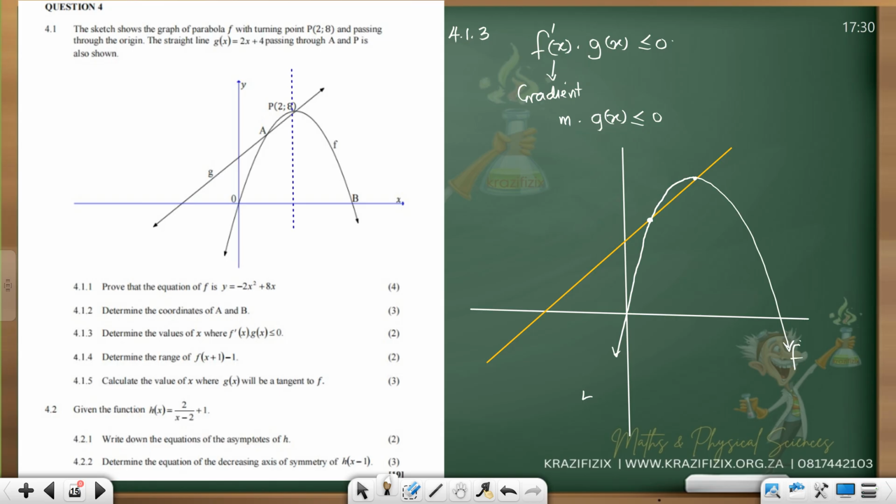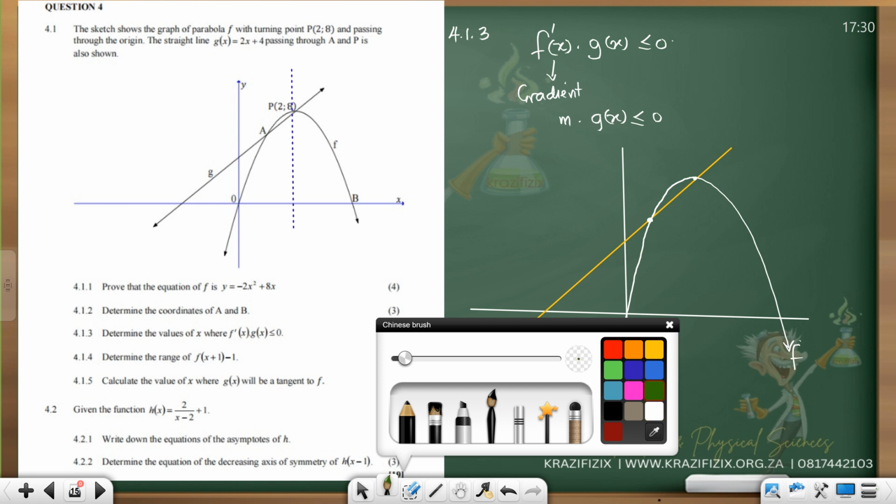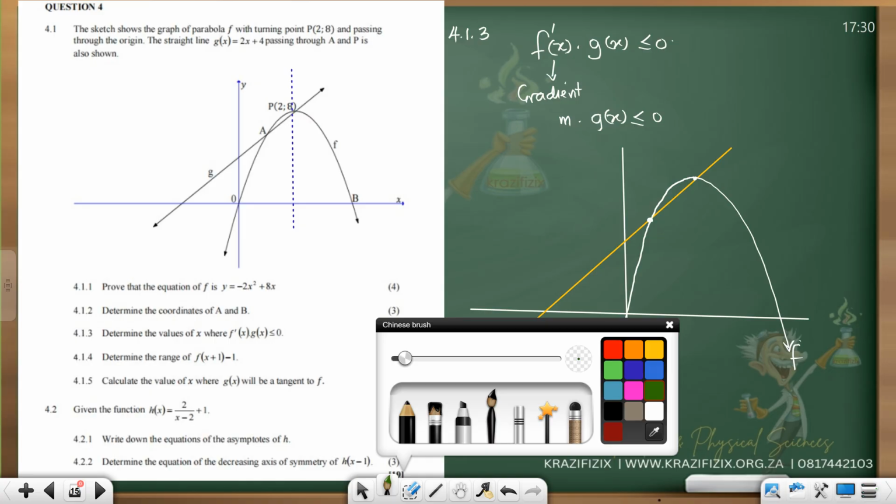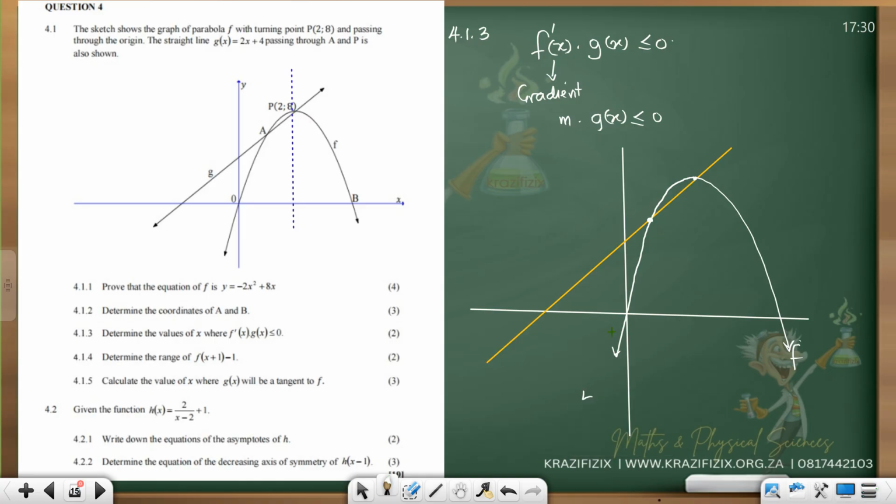Now, gradient of f, analytical geometry. Gradient here is positive. Gradient here is positive because it's an increasing function on that side. Gradient here is 0 and gradient here is negative.